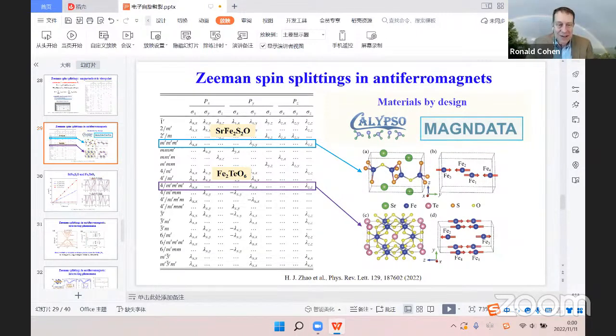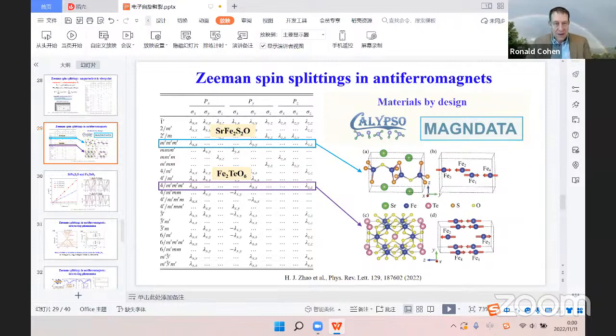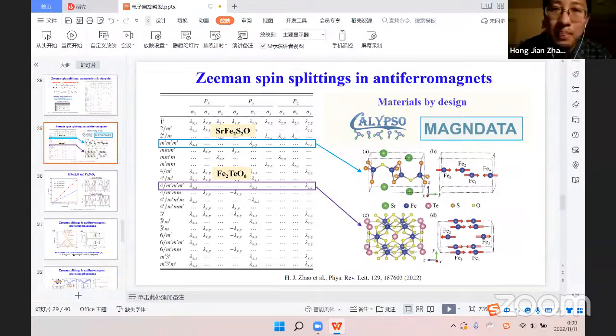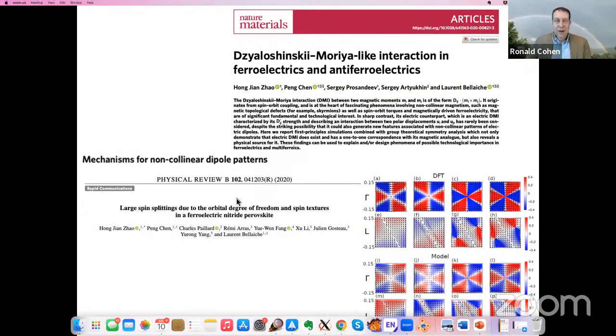So let me just find the right thing. I've lost my slides. I think I have to go full screen, then I have to share the right one. Okay, hopefully I'm sharing the right thing now. So this I showed before.